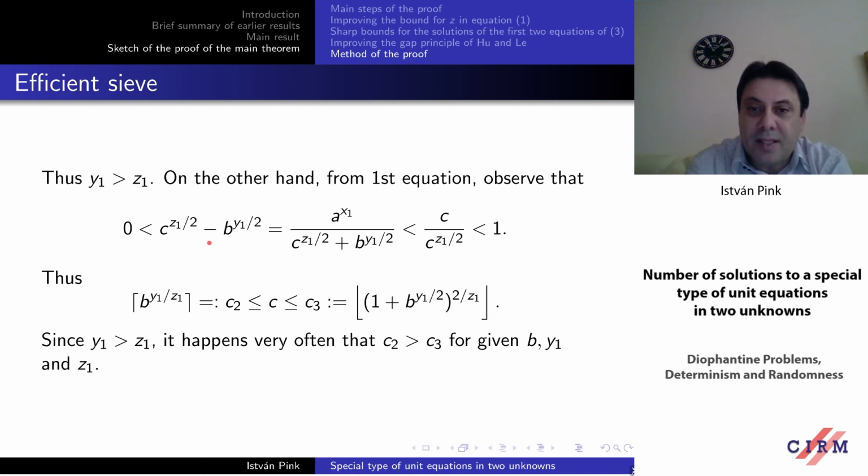By rearranging this inequality and expressing c, we get a lower and an upper bound for c, and you can see here the definition. The point here is that since y1 is greater than z1, it happens very often that the lower bound is greater than the upper bound for given b, y1, and z1. So for given b, y1, and z1, the number of candidates of c which can come into the game is very small. In many, many cases, the number of such c's is 0, making our C method very, very efficient.